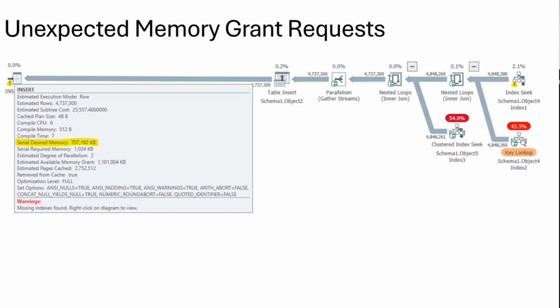To illustrate the impact, imagine if there were 3 concurrent sessions running this query. We would see a cumulative allocation of 2 gigabytes of RAM, each having allocated memory of 700 megabytes. So this is significantly high, even for a server equipped with 64 gigabytes of RAM.